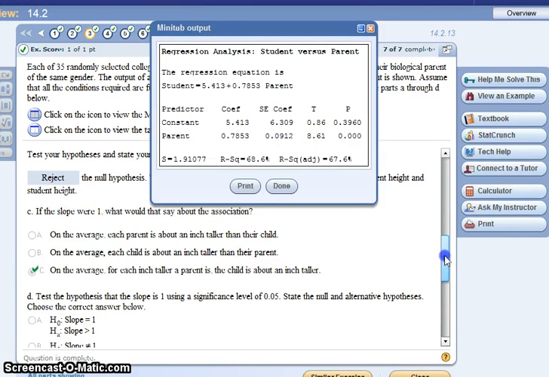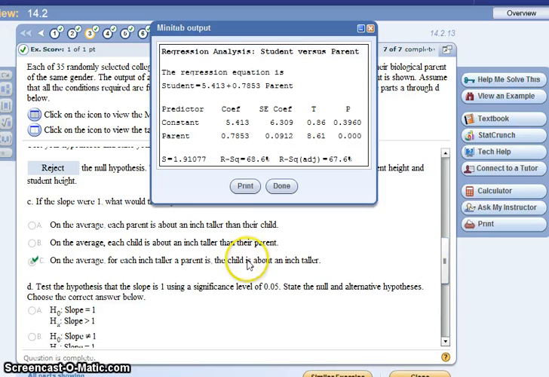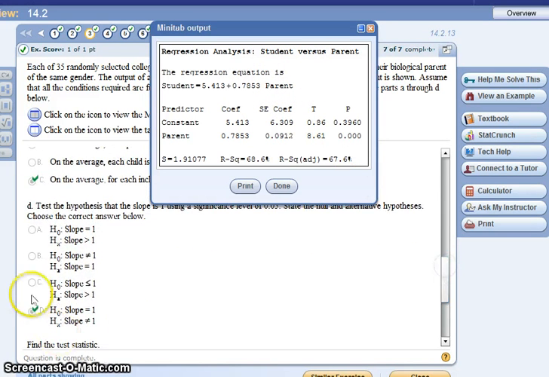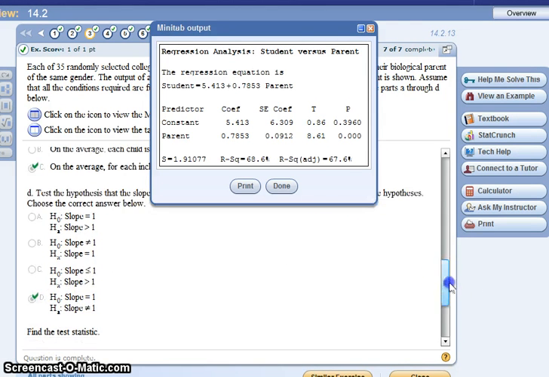Now they want to test if the slope were 1. What would that say about the association? For each inch taller a parent is, the child is about an inch taller. So think about if this slope becomes 1. For each inch the parent is increased, it would add 1. So this is the null hypothesis.